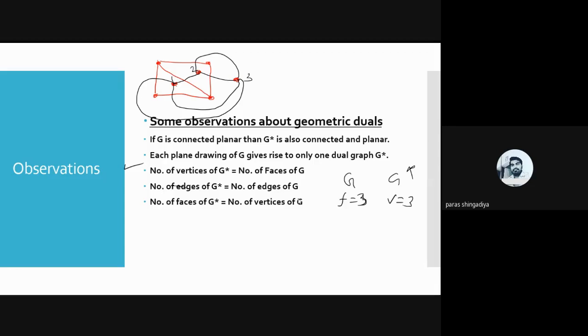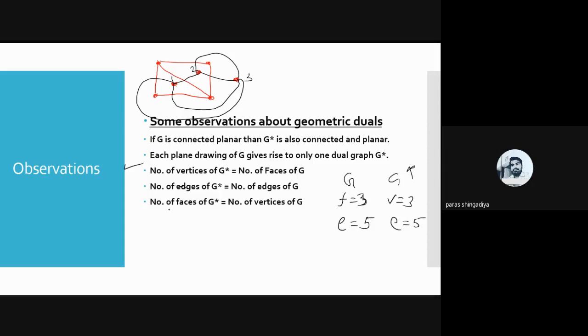So let us check that. Check the red graph. How many edges? There are 5 edges. So the number of edges is equal to 5 for the graph G. And how many edges does G star have? It is also 5. Okay, so both contain the same number of edges.